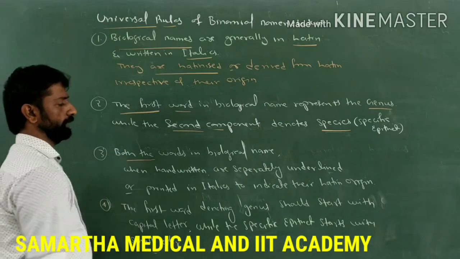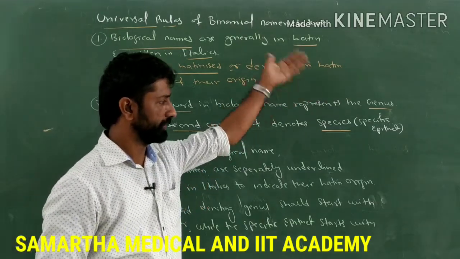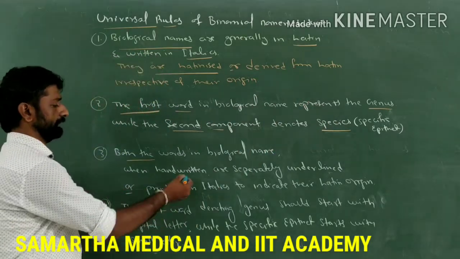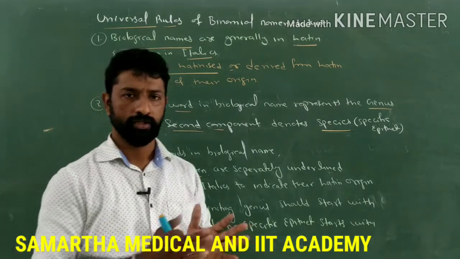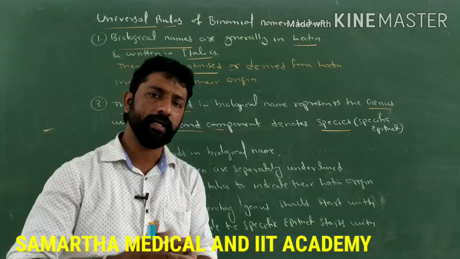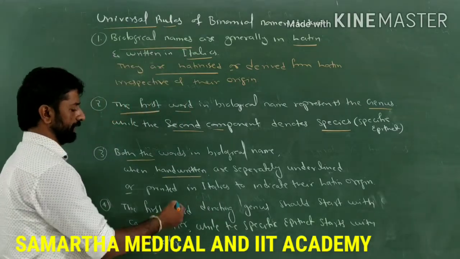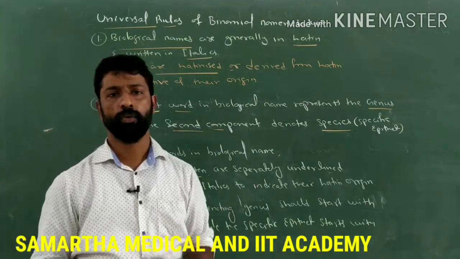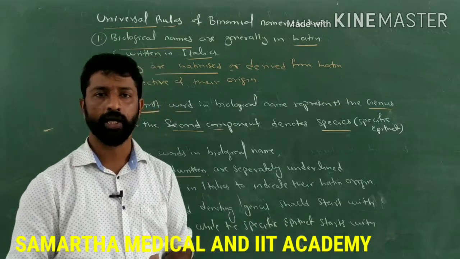Third one is both the words of the biological name, that is genus name and then the species name, right? When they are handwritten, it should be written separately and should be underlined separately. Or when printed, it should be in italics. Why it should be in italic font means in order to indicate their Latin origin.